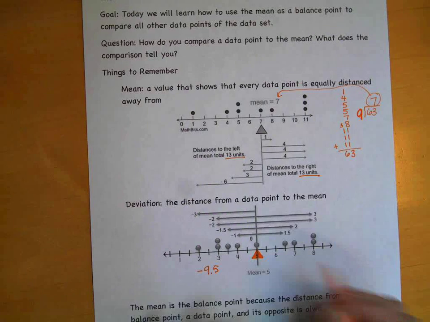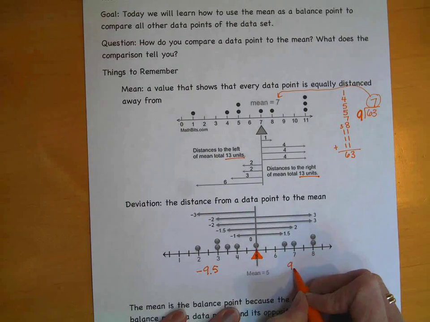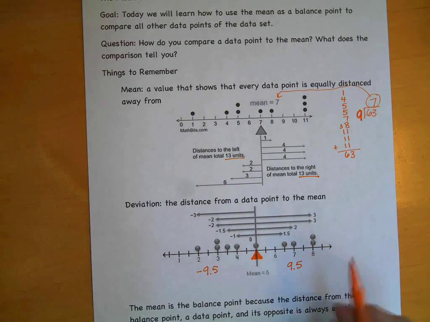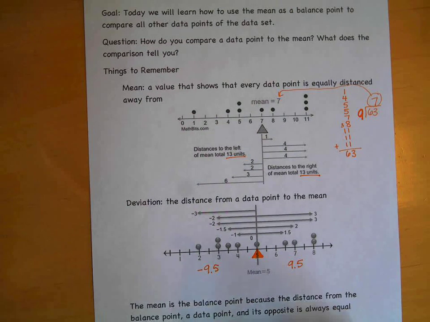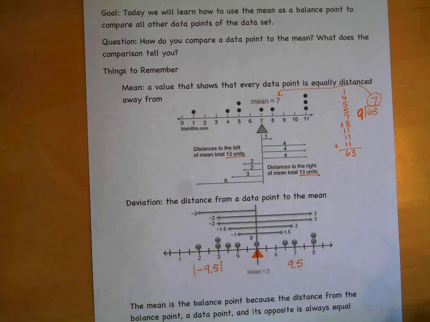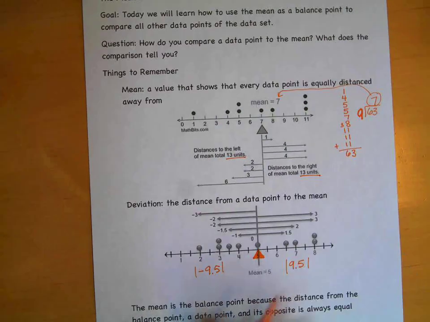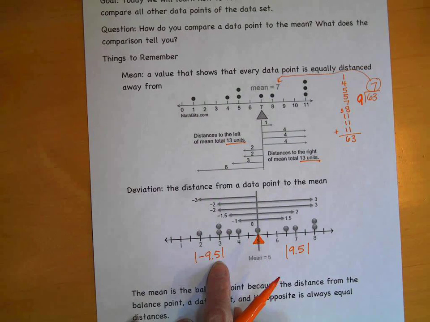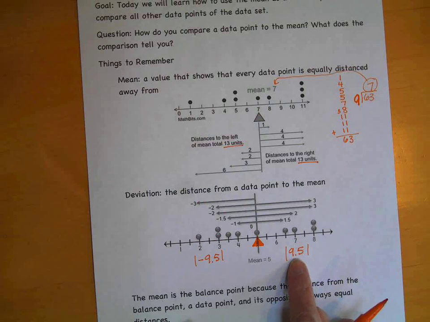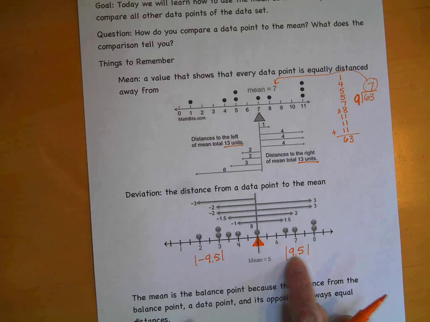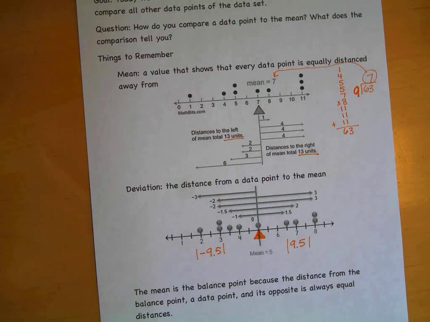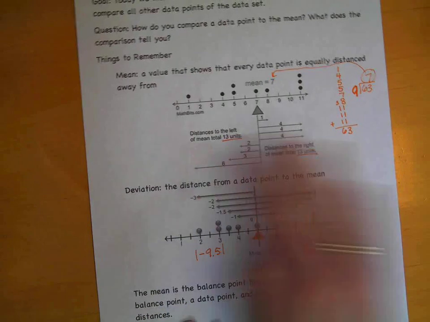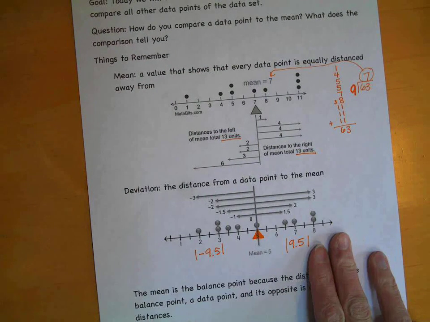How many negatives did we have on this side? Negative 9.5. How many positives did we have on this side? 9.5. And so what you can see is they are the exact same distances because you would always take the absolute value to determine distances. The absolute value of negative 9.5 is 9.5. The absolute value of positive 9.5 is 9.5. And so they are balanced.